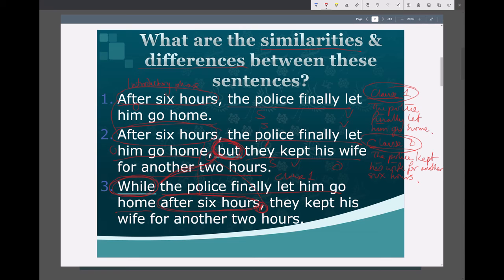But instead of a subordinating conjunction, but, now you have the word while here. And it still shows the contrast. Here they kept his wife for another 2 hours. Here we have clause 2. Okay, so another difference is the similarity is the comma use or location between sentences 2 and 3 are the same.